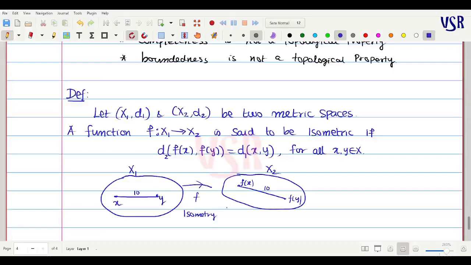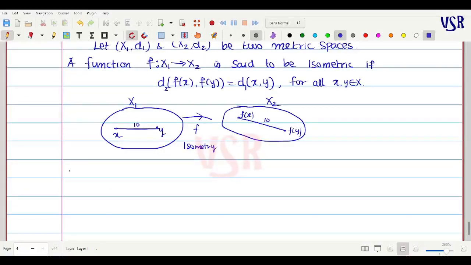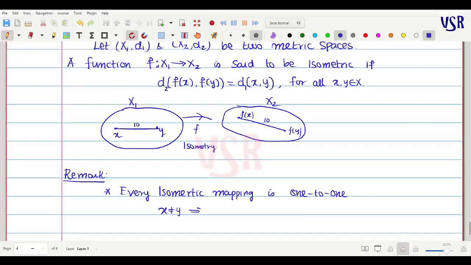And note that every isometric map is bijective. Remark: every isometry map is 1 to 1. Correct? 1 to 1 means that if x is not equal to y, this must imply f(x) is not equal to f(y).